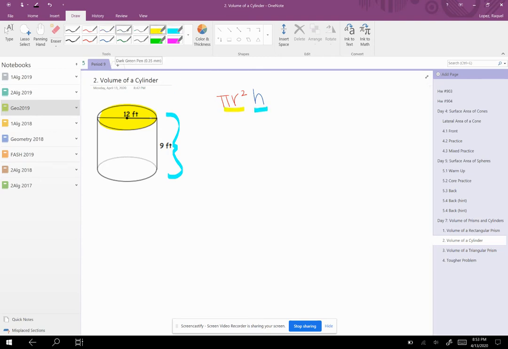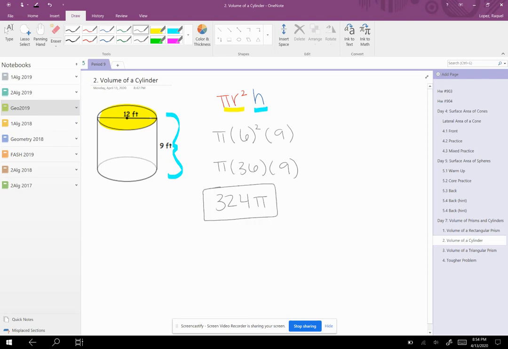And then we just go ahead and plug in numbers. So then it's pi. The diameter is 12, so that means the radius must be 6 squared times the height, which is 9. So I end up with pi times 36 times 9. And 36 times 9 is 324. So the volume of the cylinder is 324 pi. And we still want you guys to leave your answers in terms of pi.